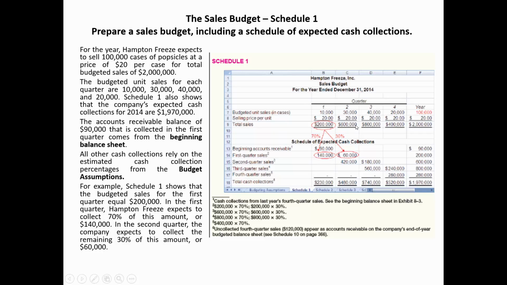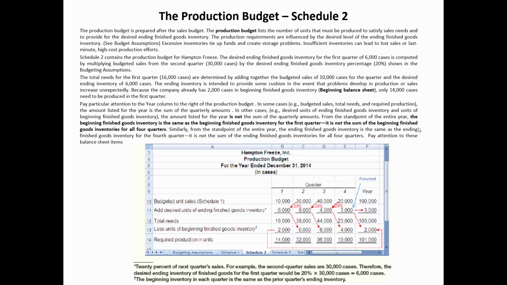The same pattern will repeat for quarter two: 70% of $600,000 is $420,000, etc. All of the cash collections rely on the estimated cash collection percentages from the budget assumptions. We just went through how that works together, and that's the text on that. So now we see, based upon the cash collections, they're expecting to collect $1,970,000, although their sales will be $2 million. The additional $30,000 they will be collecting in the first quarter of 2015.